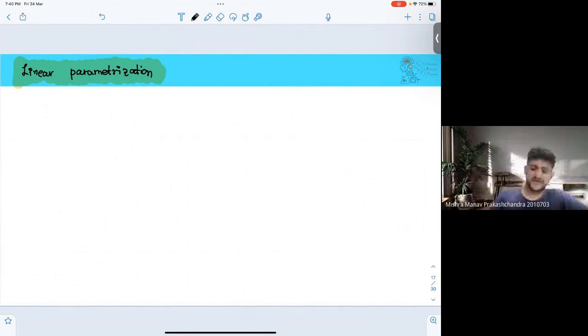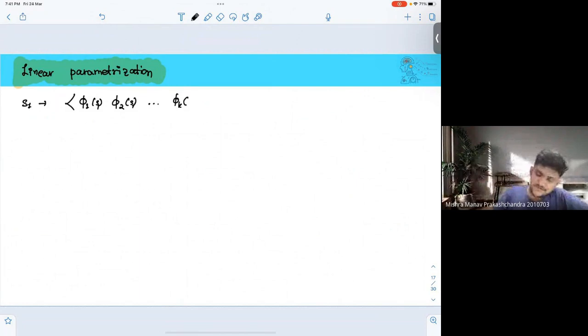So what linear parameterization tells me is that, let's say I have state S1, represented by features. So I have phi1 of S1, phi2 of S1, dot, dot, dot, phi k of S1, right? Similarly, for state S2, I'll have phi1 of S2, phi2 of S2, dot, dot, dot, phi k of S2. Okay.